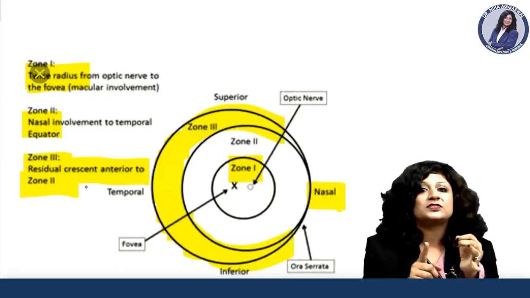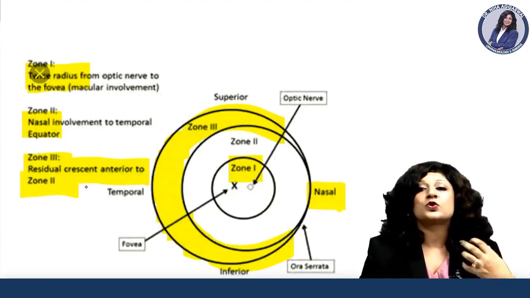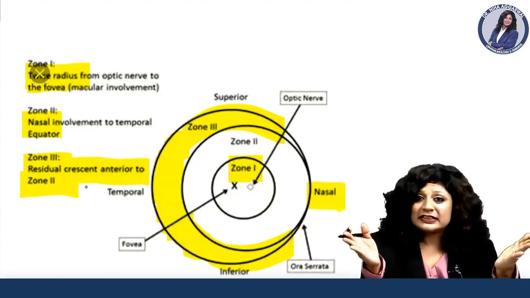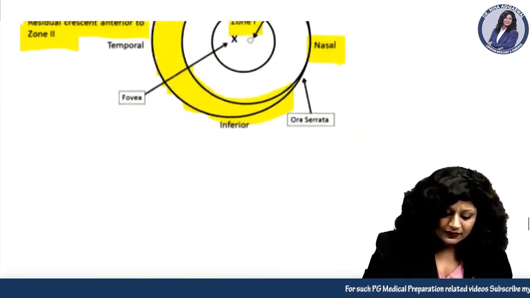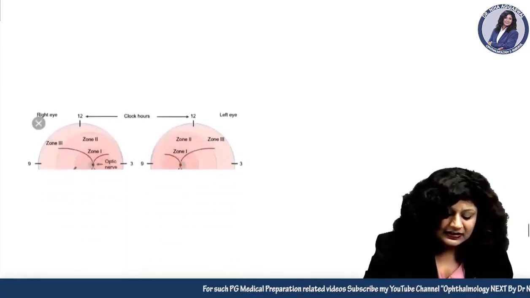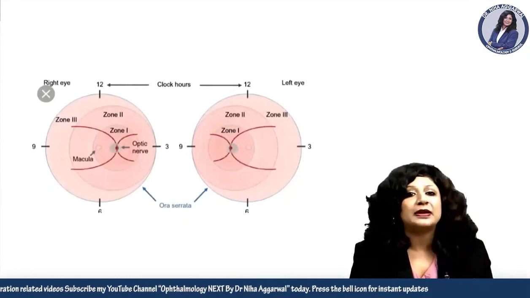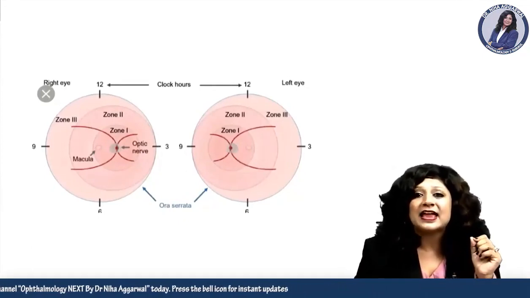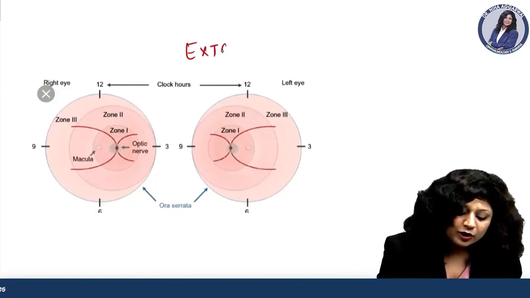So, we have zone 1, zone 2 and zone 3. For the involvement, that will show the severity also, whether it is closest to the optic disc or it is away. Alright, now see here, another important thing with respect to retinopathy of prematurity is actually the extent. Another important thing is the extent of involvement.